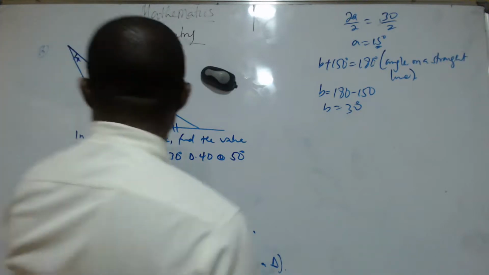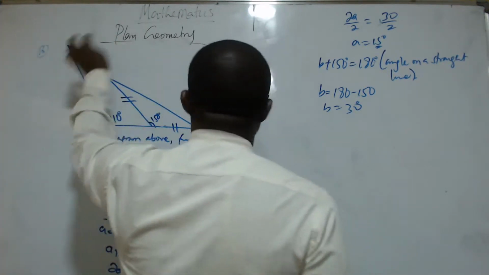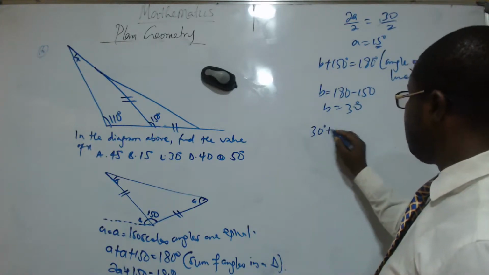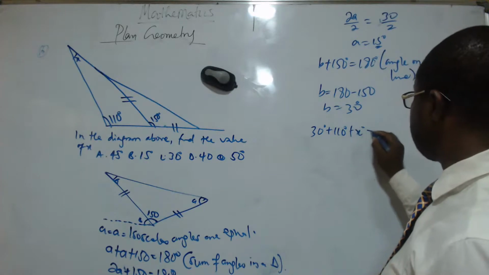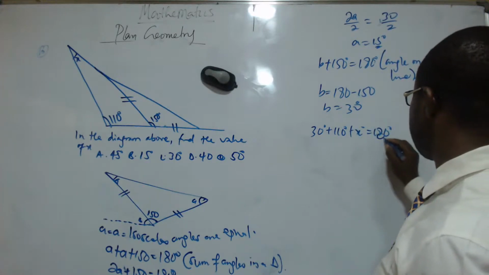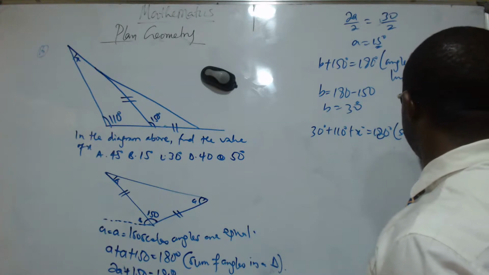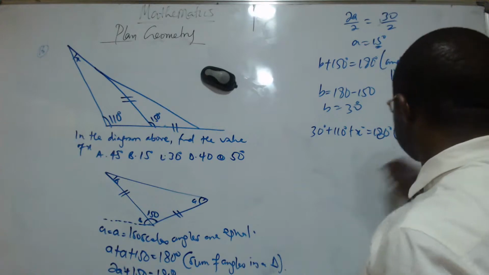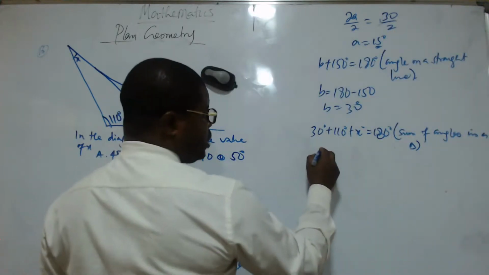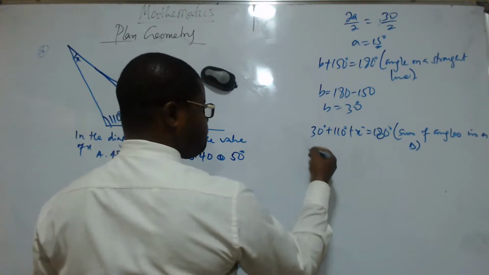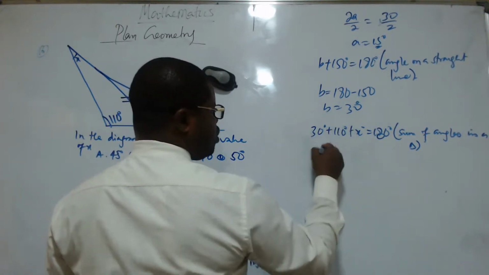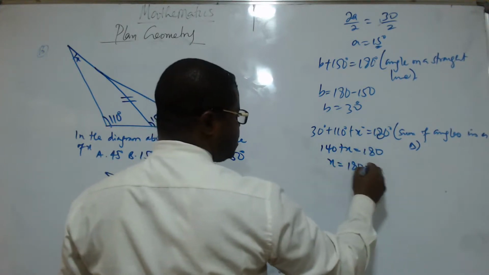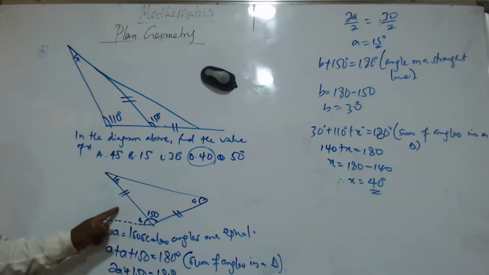Then if here is 30, here is 110. What will be x? Now we have 30 plus 110 plus x will give us 180. Why? We have the sum of angles in a triangle. So 110 plus 30, we have 140 plus x, we are going to have 180. So x now is 180 minus 140.